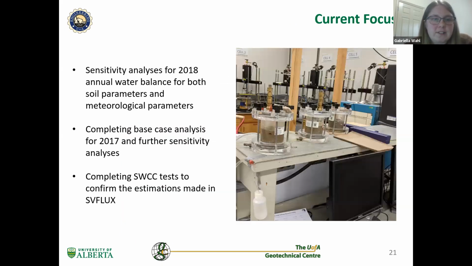And so my current focus is looking at completing more sensitivity analyses for both 2017 and 2018. I'd really like to understand how the field saturated hydraulic conductivity plays into account when taking a look at the water balance. And also I'm currently completing soil water characteristic curves to confirm the estimations that were made in SP Flux. So obviously if there's large changes compared to what I've input into my model, I'll take care of that and make sure that it's representative of the material, but that's my current focus.